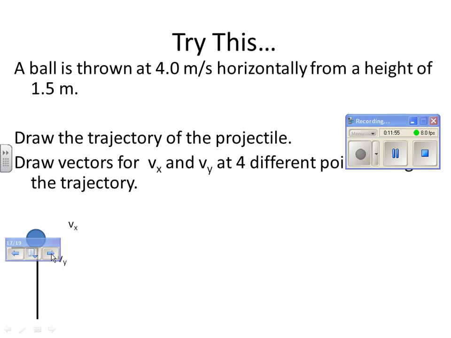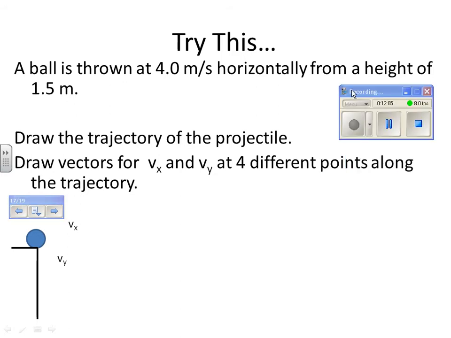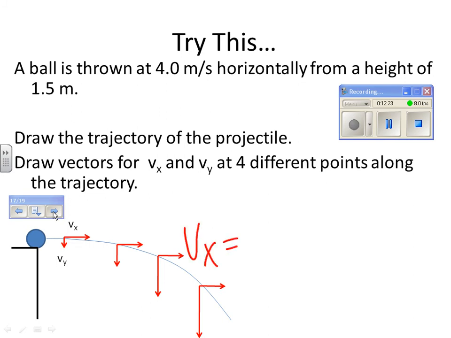So if we have a ball thrown at 4 meters per second horizontally from a height, what would it look like? Go ahead and pause it for a second and draw the trajectory of the projectile and also draw vectors for v sub x and v sub y at 4 different points along the trajectory. So pause it, try that. As we go there, you'd actually see a trajectory, which is the path that it's taking. And then you have v sub x, v sub y. Once again, v sub x is constant. V sub y is accelerating.